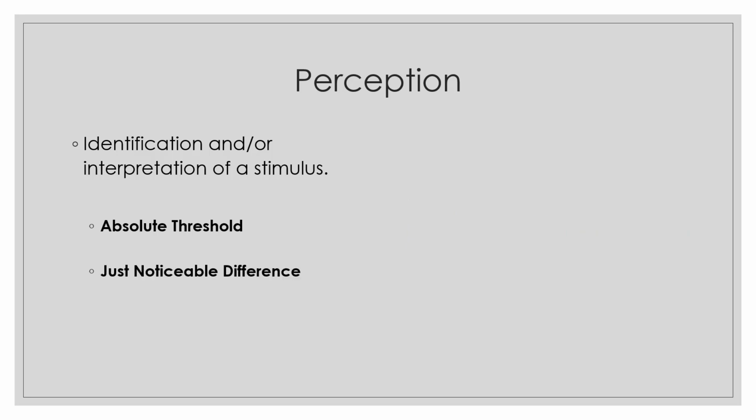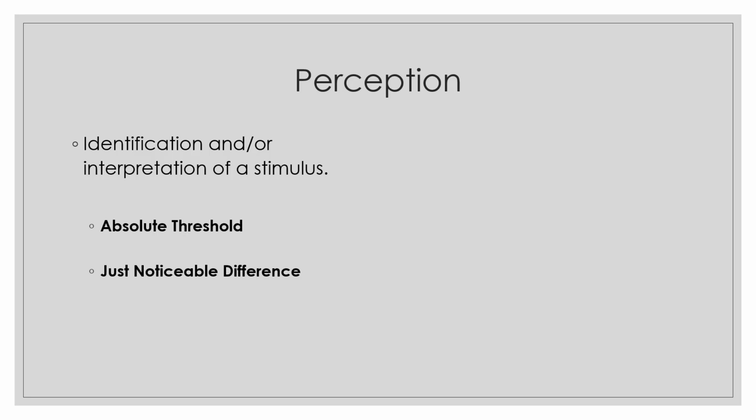The just noticeable difference, and the book talks about this in terms of difference threshold. This is the minimum change in a signal intensity that can be detected. So what does that mean? Once you've detected a stimulus, how much do I need to change for you to be able to consciously say, okay, there's a difference.